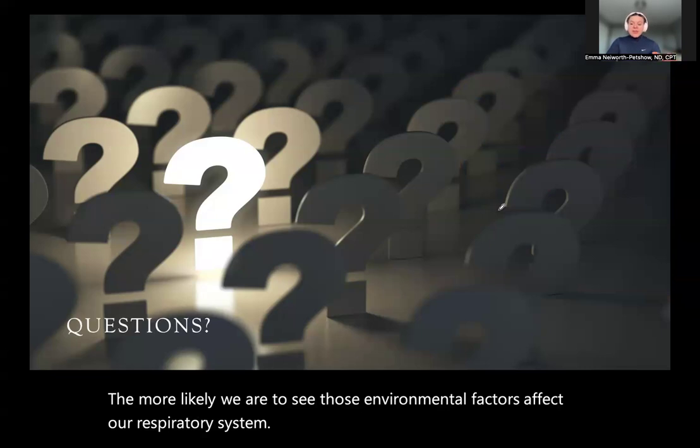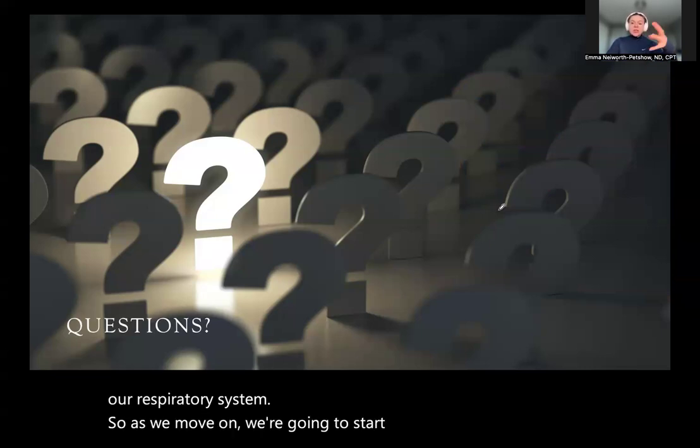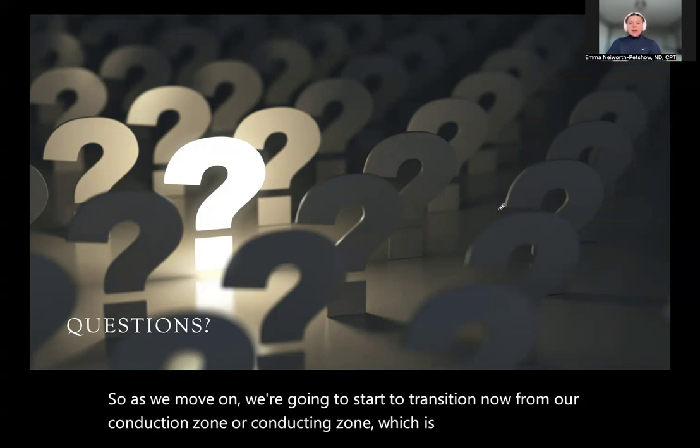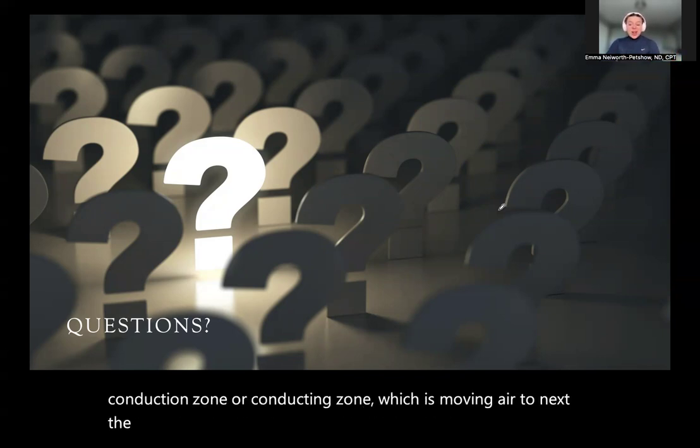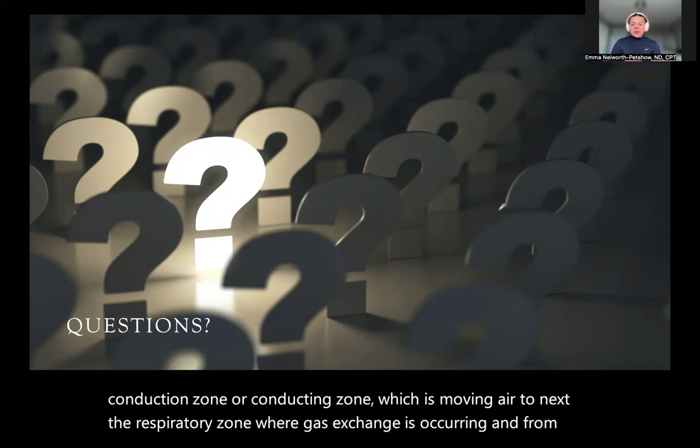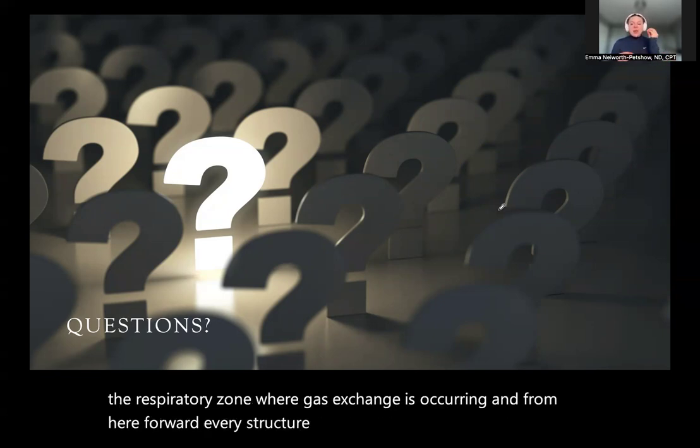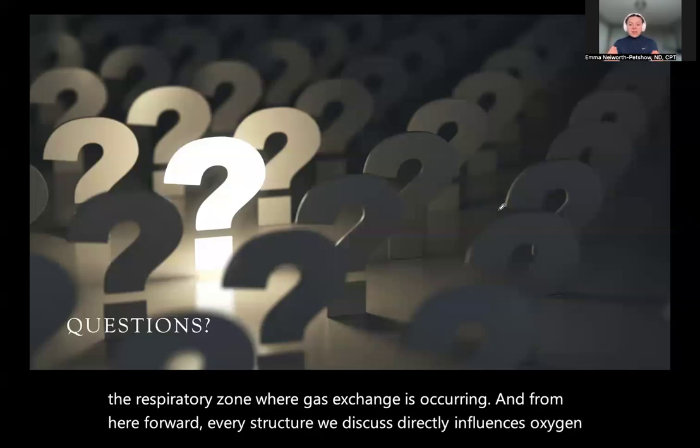So as we move on, we're going to start to transition now from our conducting zone, which is moving air, to next the respiratory zone, where gas exchange is occurring. And from here forward, every structure we discuss directly influences oxygen and carbon dioxide diffusion throughout the body.